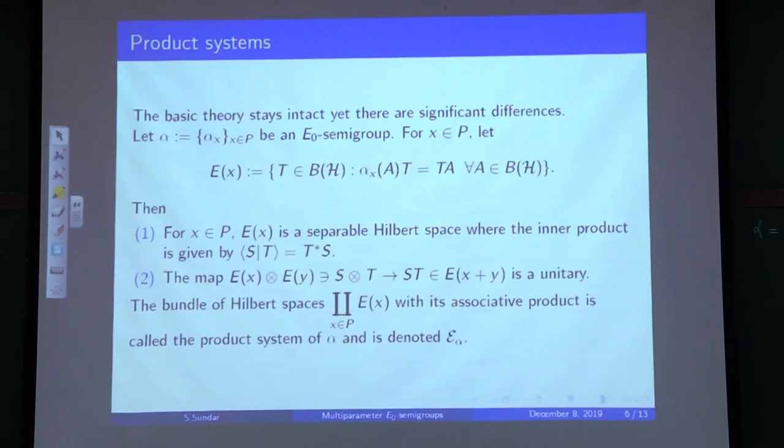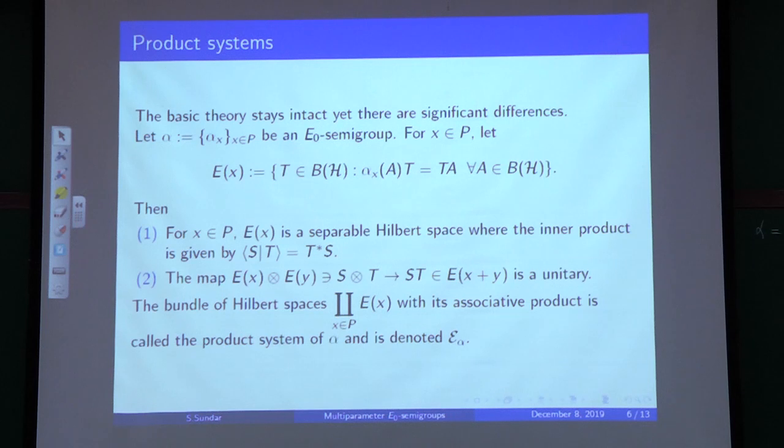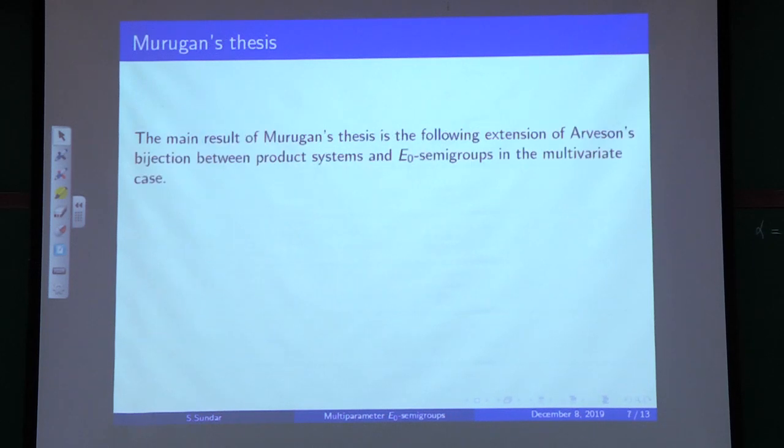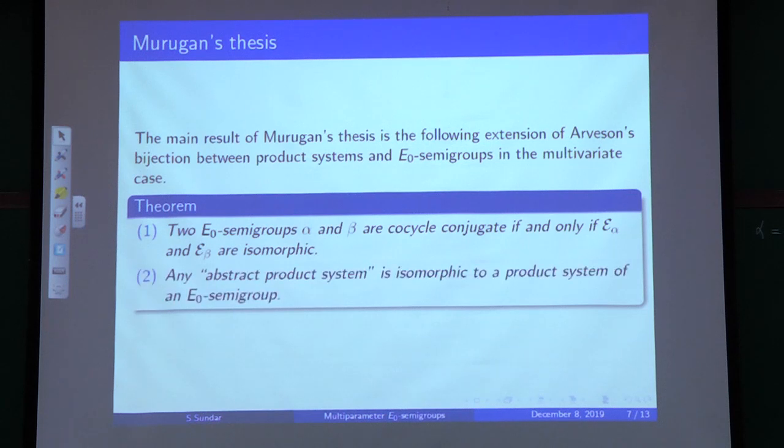In the one parameter case, there is Arveson's theorem, and the verification of Arveson's theorem in the higher dimensional case was taken up in Murugan's thesis, a student of R. Srinivasan. So the main result is the following. Two E0 semigroups alpha and beta are isomorphic, that is cocycle conjugate, if and only if their associated product systems are isomorphic. The first one is not at all a theorem, it's just a step by step argument of Arveson.